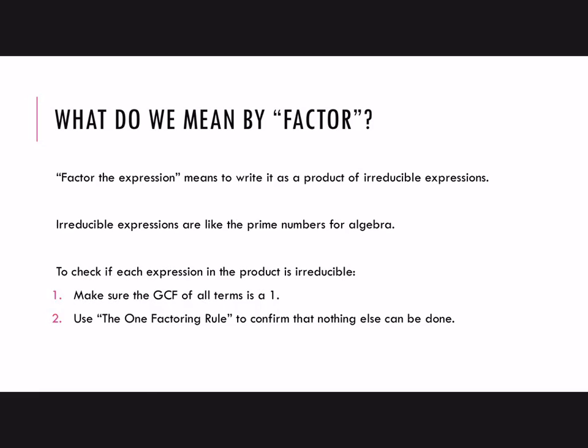Okay, what do we mean by factor? So factoring the expression means to write it as a product of irreducible expressions. And irreducible expressions are kind of like the prime numbers for algebra. All right, so for prime numbers, we have a list. We know that the primes are 2, 3, 5, 7, etc. And we have a rule to decide if something is prime. We check whether or not its only two factors are 1 and itself.